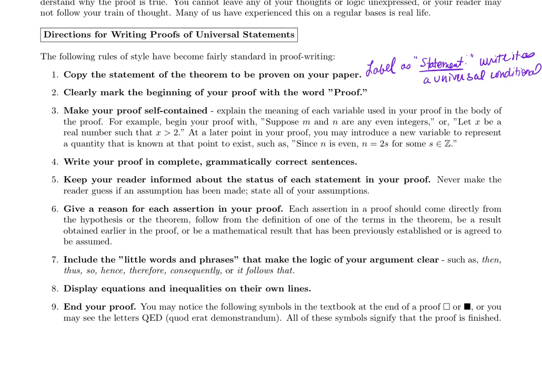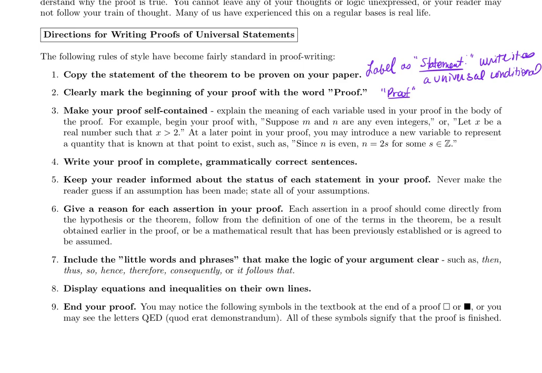We're going to clearly mark the beginning of our proof with the word proof. Again, just as with statement, you'll write the word proof underlined. You won't be including the quotes here; I'm just showing you what it is that you're going to be writing. Number 3 says to make your proof self-contained. You might be asking, what does that mean? Well, it means that you're going to explain the meaning of every variable that you use in the proof within the body of the proof.